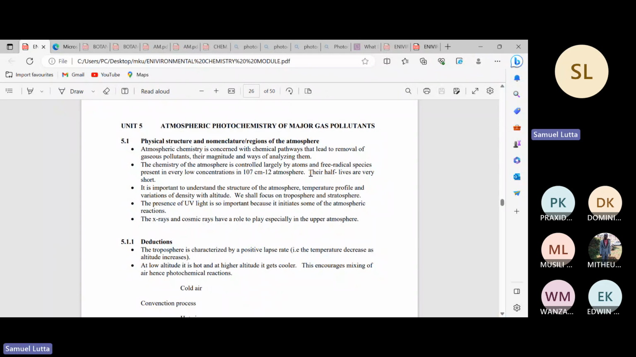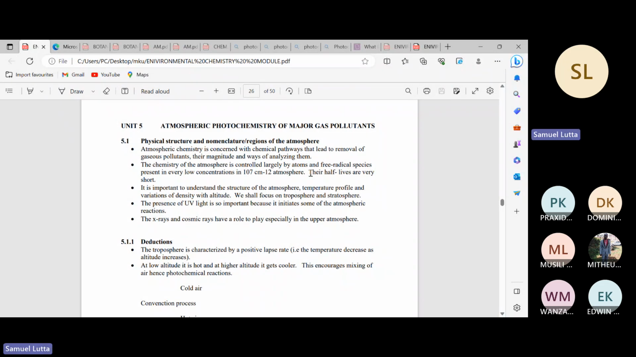It's also important to understand the atmosphere. I think we looked at the various levels: the troposphere, stratosphere, mesosphere, and the thermosphere. We said life is normally in the troposphere, where the higher you go, the cooler it becomes, where we have the water cycle and so on. The key thing here is the presence of sunlight, UV light from the sun, because it initiates this free radical reaction.